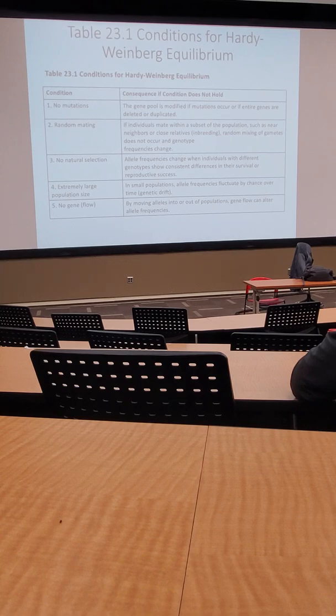So instead of no mutation, we're now getting mutation. We're now getting something other than random mating. We're seeing natural selection. We're seeing small populations that are more vulnerable to stochastic sampling, and then we're seeing gene flow. So this is migration. We're not going to go through these in order. We will start with mutation, and then we'll skip around, leaving selection at the end.